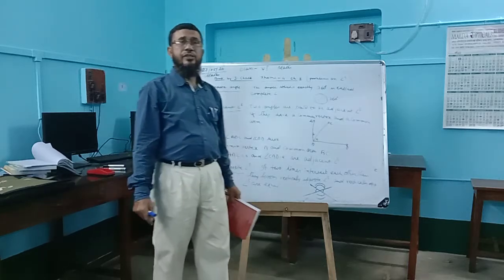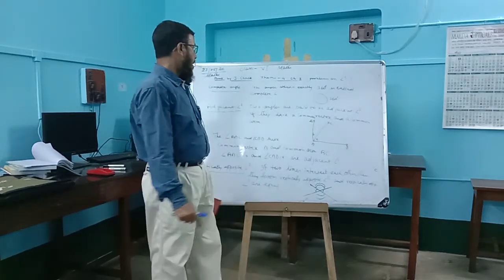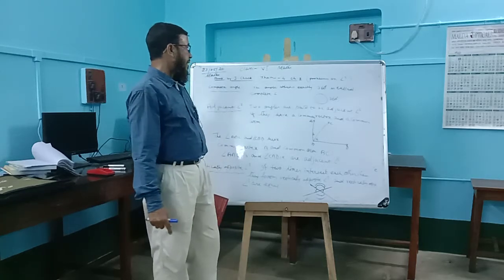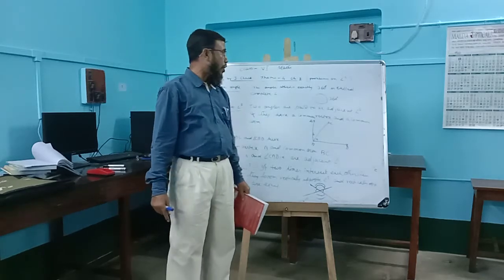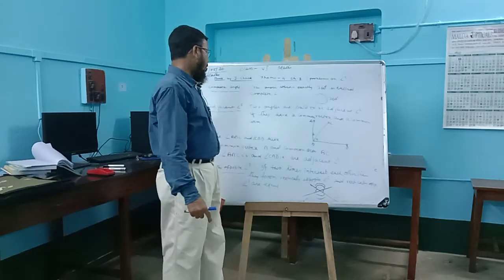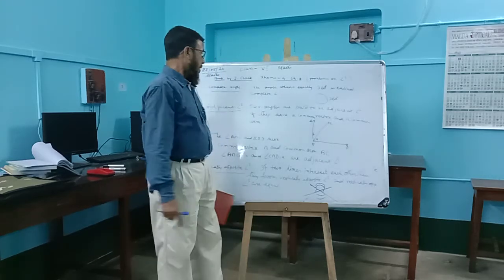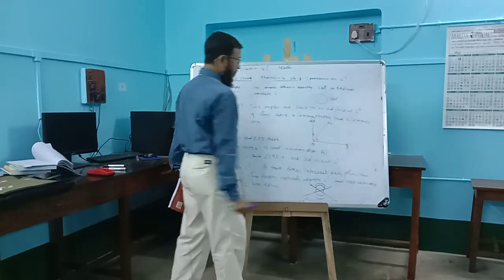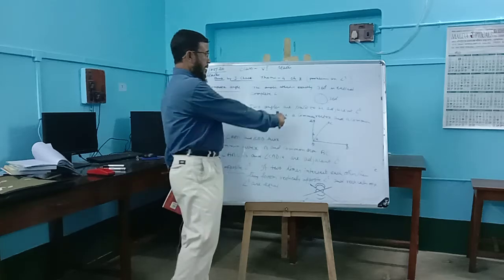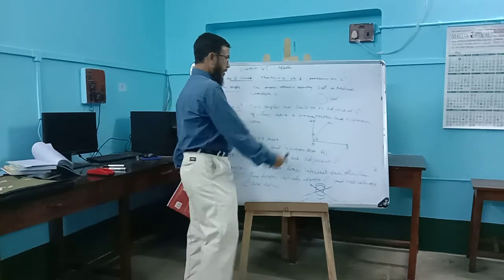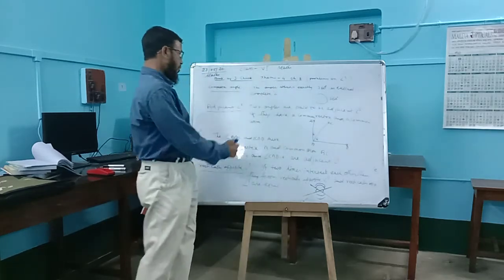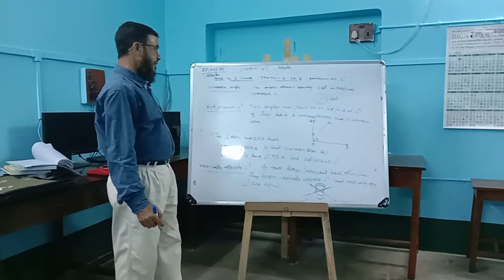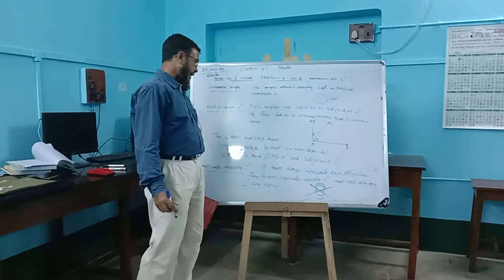Next, adjacent angles. A pair of angles, that is two angles, are said to be adjacent angles if they have a common vertex and a common arm. In this figure, angles ABC and CBD have the same vertex B and common arm BC. Therefore, these two angles ABC and CBD are adjacent angles.